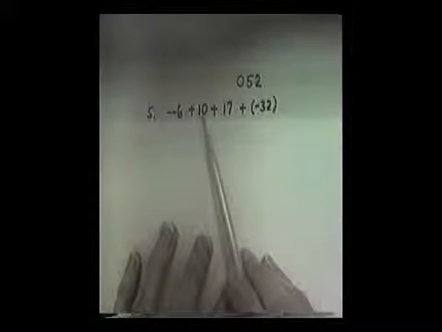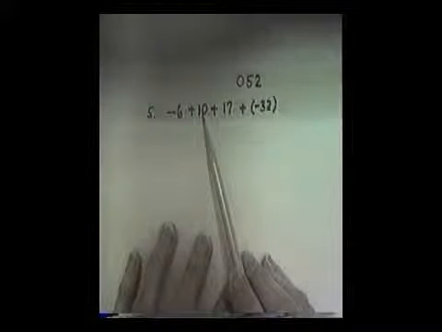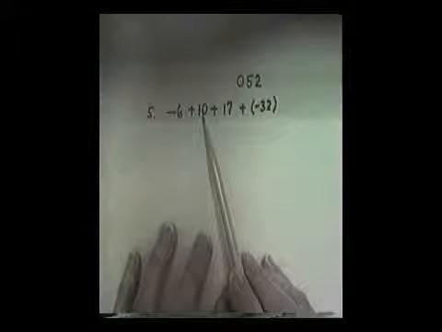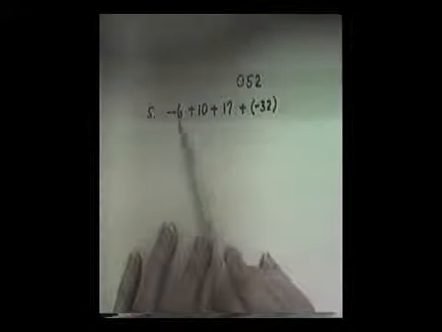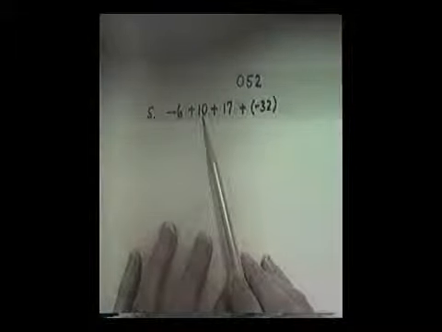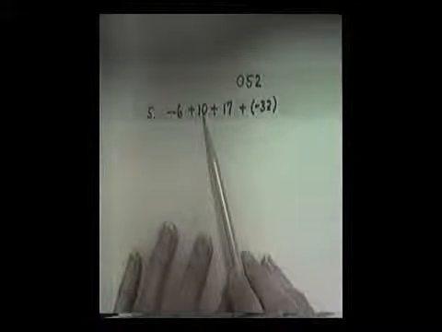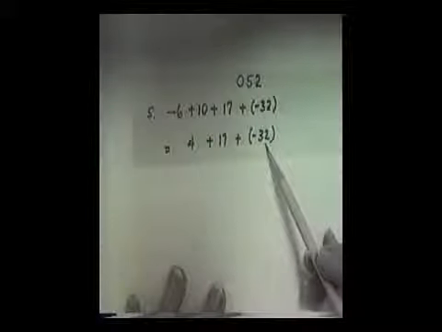To add -6 and 10, we notice they have different signs. That means we take the difference of their absolute values. -6 plus 10 would be 4. The greater absolute value is positive, therefore we get 4 as the result. So here's the result of 4. And then notice we copy the 17, copy the -32 to be added.